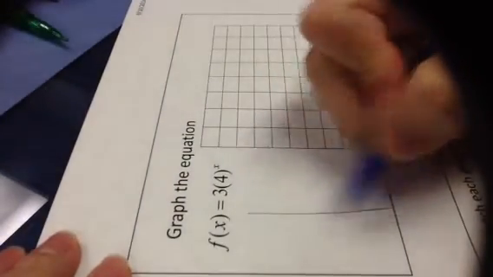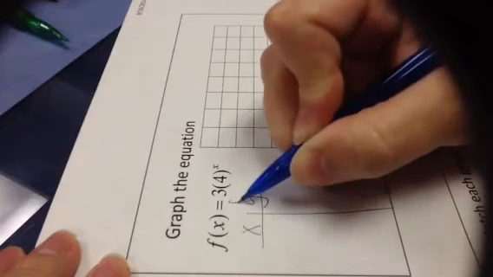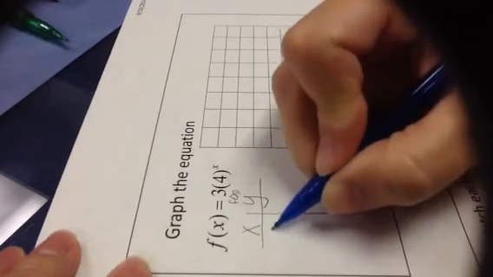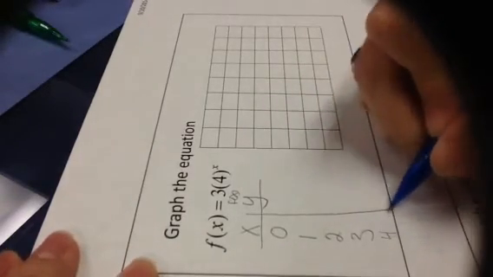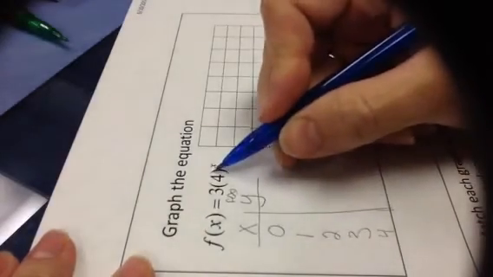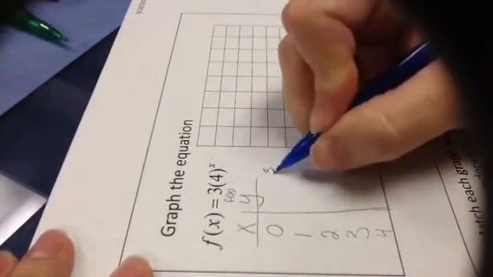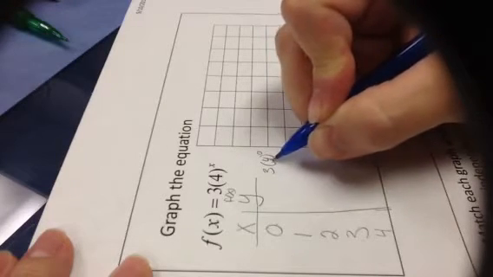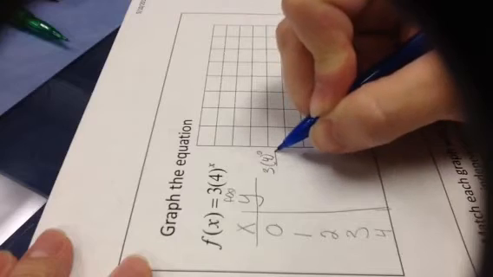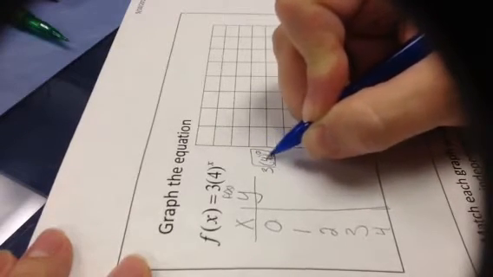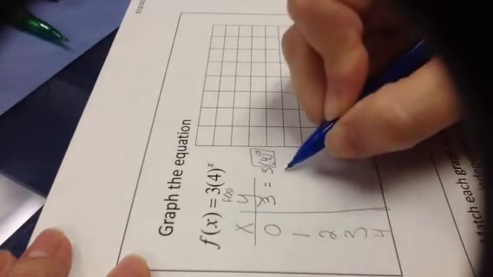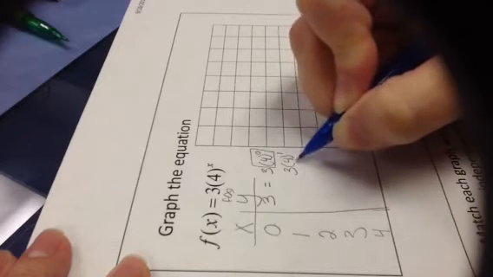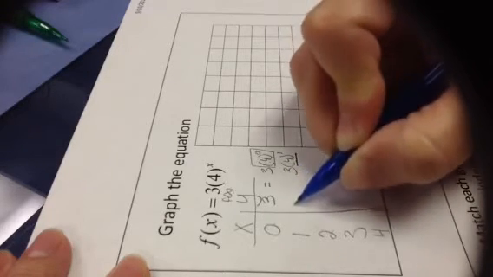Example 2. Make a table, x, y, which is also f of x, 0, 1, 2, 3, 4. Okay, so for 0, we're going to plug 0 in for x, so that would be 3 times 4 to the 0. We have to do exponents before we do multiplication, so we do this piece first. 4 to the 0 is 1, times 3 is 3. To get this one, we're going to do 3 times 4 to the first. So 4 to the first is 4, times 3 is 12.